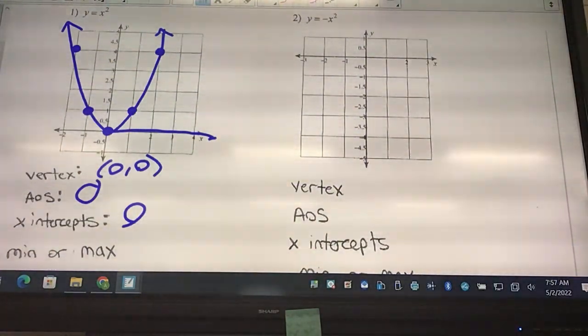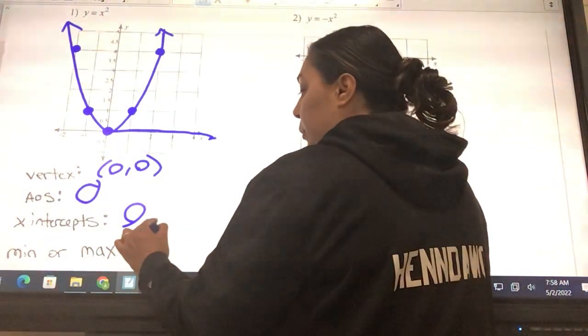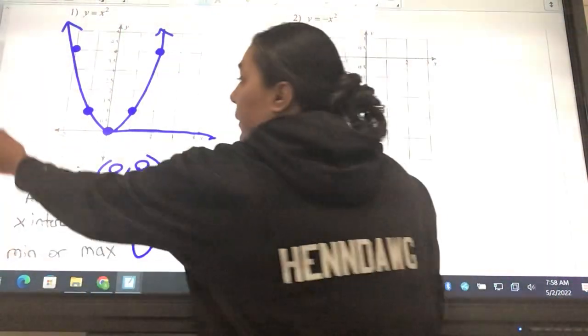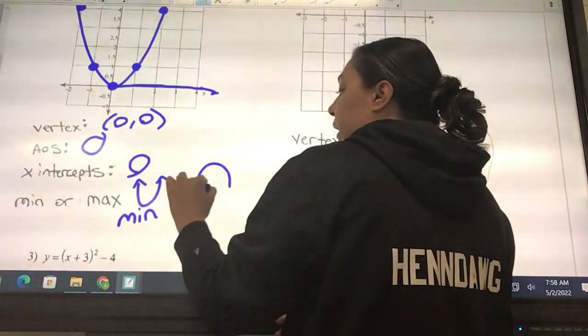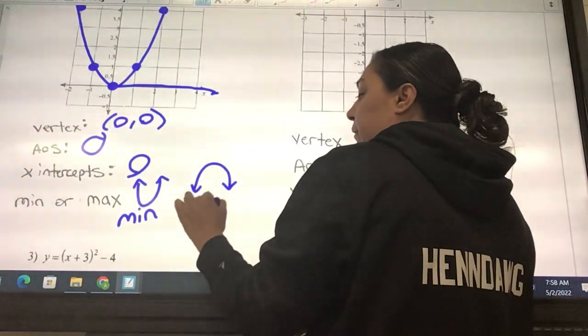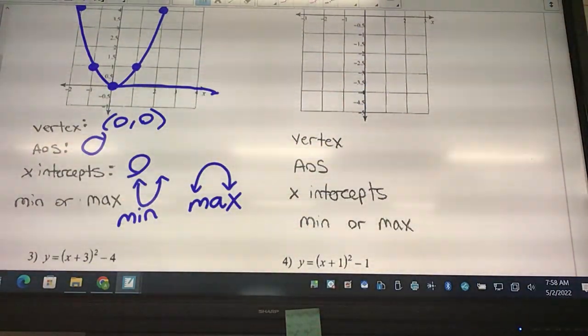Okay, min or max. If it is shaped like this, okay, upwards, it has a minimum. Okay, if it's shaped like this, downwards, it's gonna have a maximum. So is this a min or a max? It is a minimum.